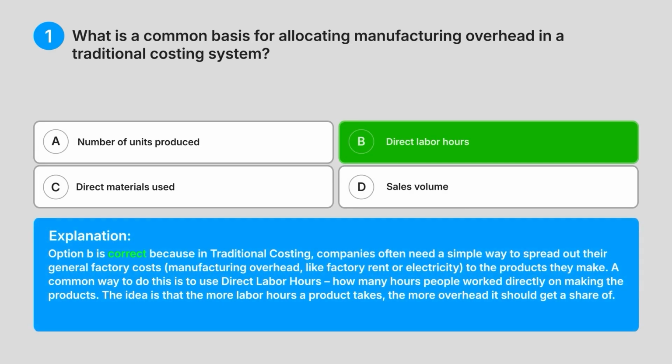Explanation. Option B is correct because in traditional costing, companies often need a simple way to spread out their general factory costs, manufacturing overhead, like factory rent or electricity, to the products they make. A common way to do this is to use direct labour hours, how many hours people work directly on making the products. The idea is that the more labour hours a product takes, the more overhead it should get a share of.